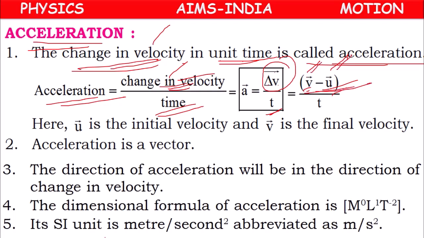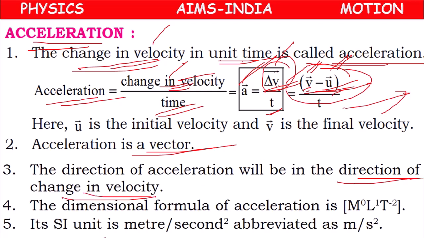Because velocity is a vector, change in velocity is also a vector. So acceleration is also a vector. Okay, acceleration is also a vector. So in what direction does the change in velocity happen? In the direction of change in velocity, acceleration also will be there. So the direction of acceleration will always be along the direction of change in velocity.